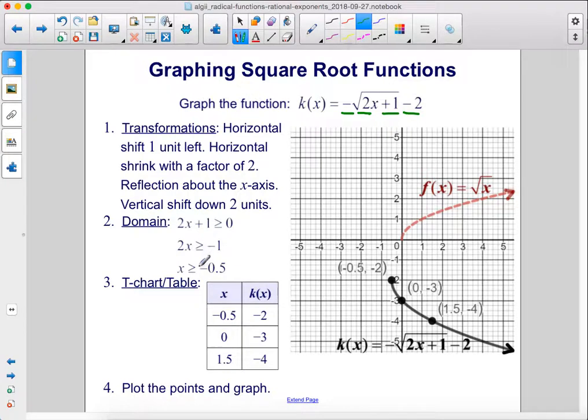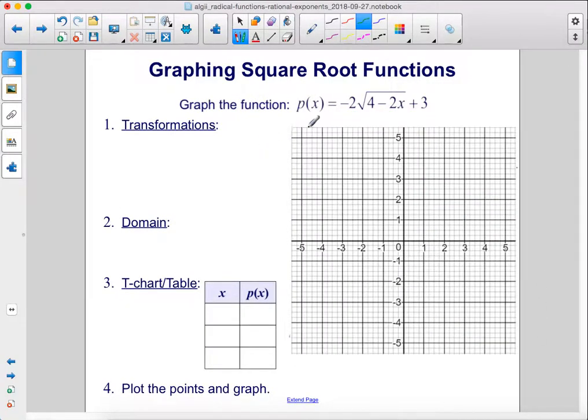The domain is x that is greater or equal to negative 0.5, and here we can graph out some points, and we see that we flip it over the x-axis and it points downwards like this.